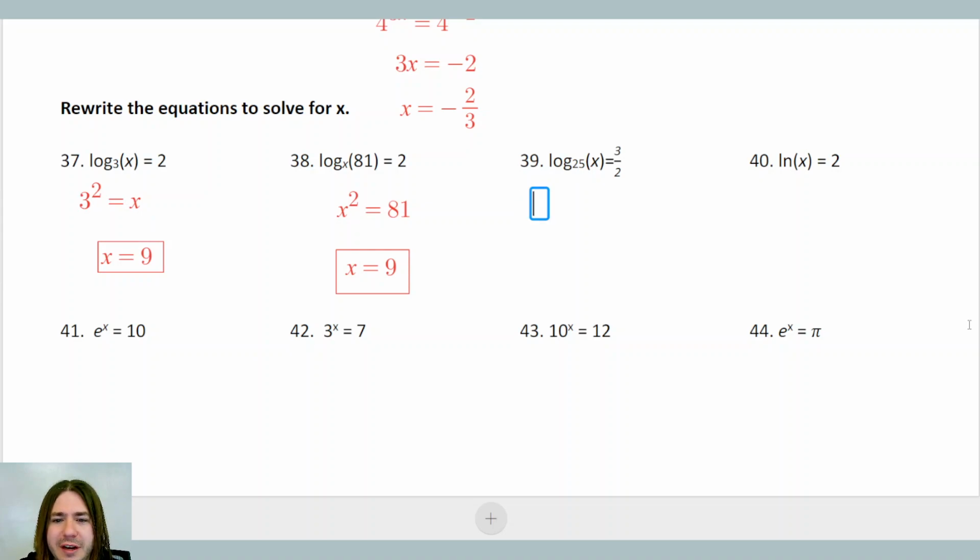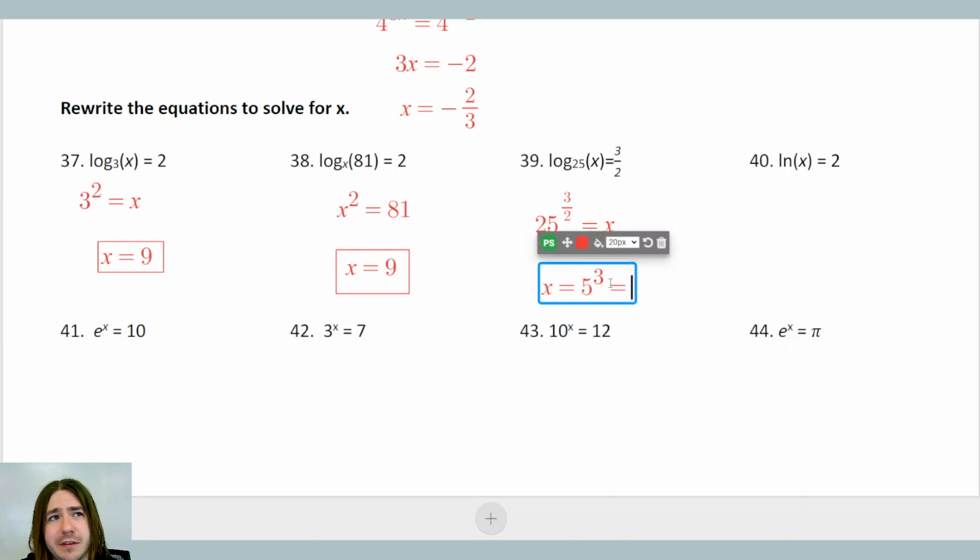So number 39, we've got 25 to the 3/2 power. Okay, so this one we might need to kind of figure out here. We'll just take it step by step. Here we've got the square root of 25, which is 5, and then 5 cubed. So first, square root of 25 is 5. 5 cubed is going to be, let's see, 5 times 5 is 25, so that'd be 125.